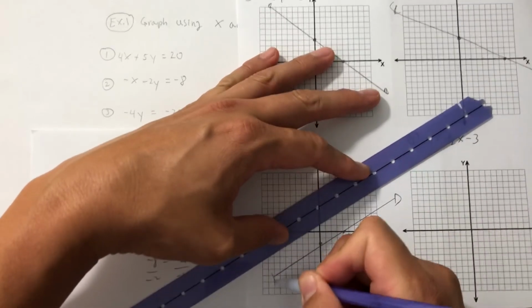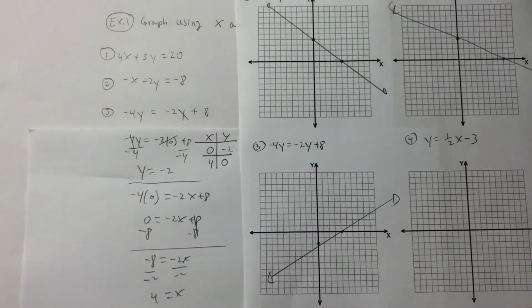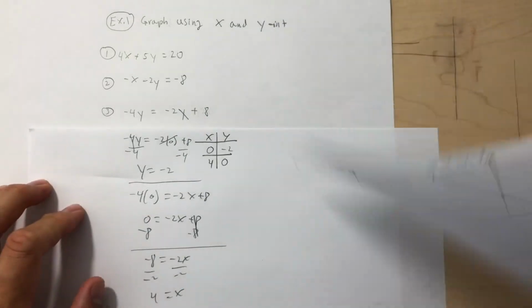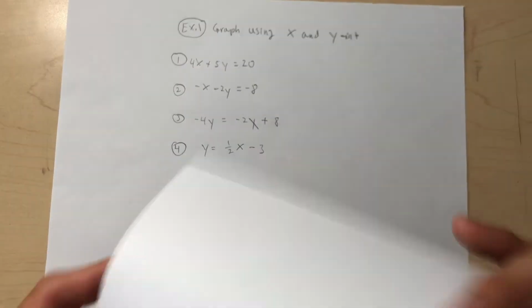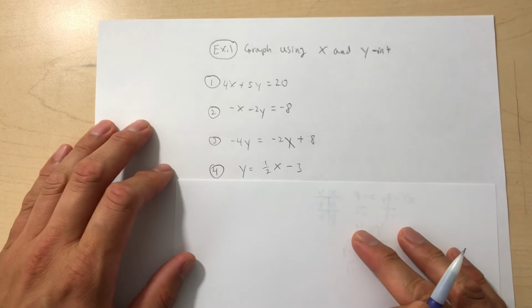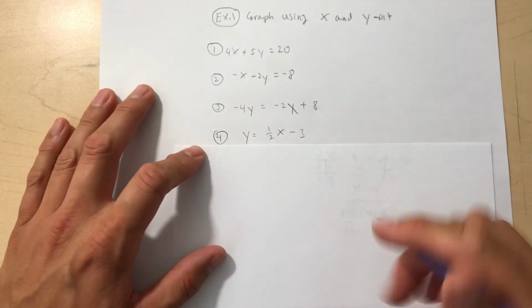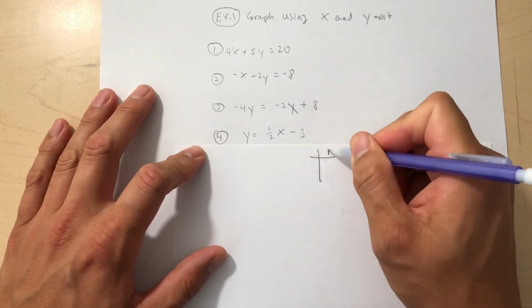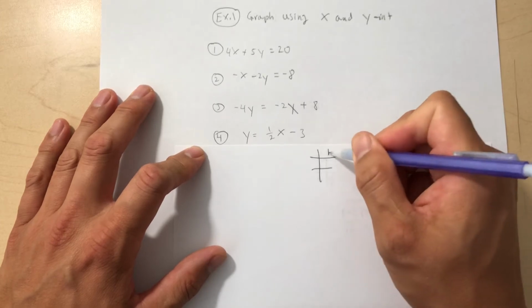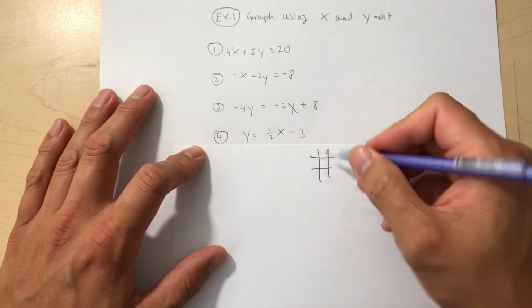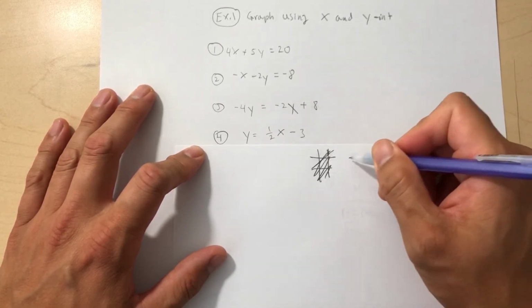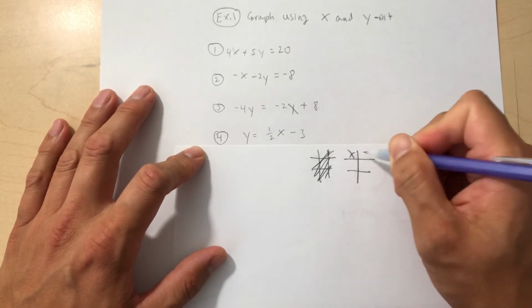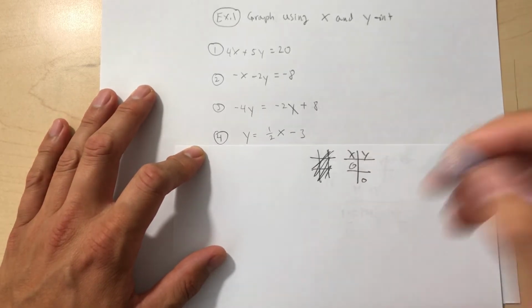Okay, our very last problem now is number 4. So same thing, okay? I'm just gonna solve for y and x, and then... oops, what am I doing? My bad. So we're gonna go like this: X, Y, 0, 0. My bad, ignore that one.